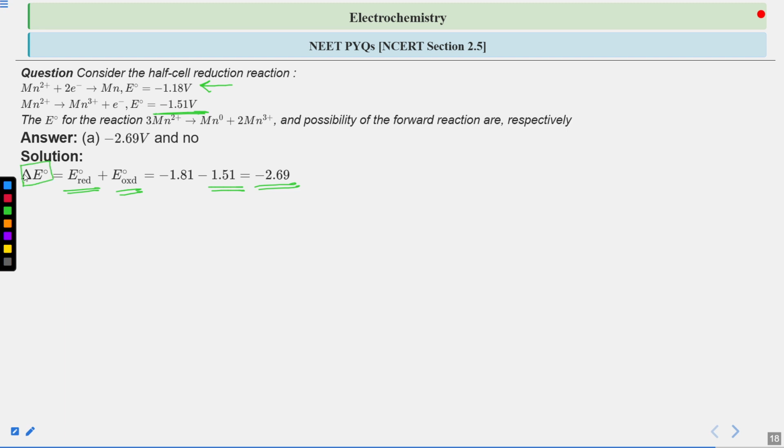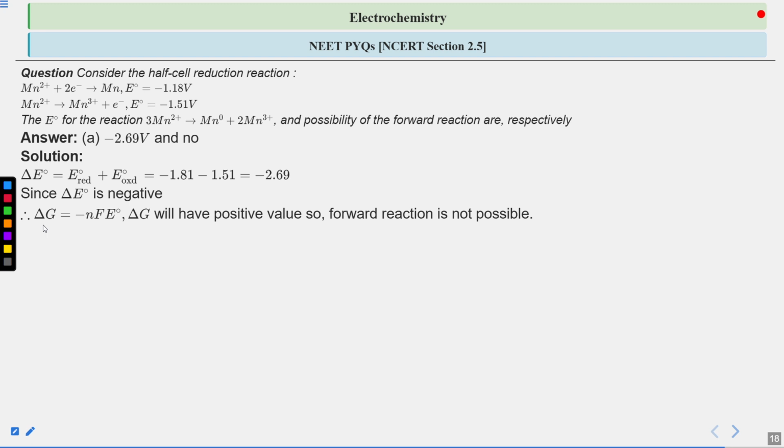Now, since delta E naught is negative for this reaction, what does that mean? Del G is defined as minus nFE naught. E naught is negative, and negative and negative become positive. That means del G will have a positive value finally. So the forward reaction is not possible in that case. Del G should be negative for the forward, spontaneous reaction. If del G has a positive value, the forward reaction is not possible. That's why we are saying no.